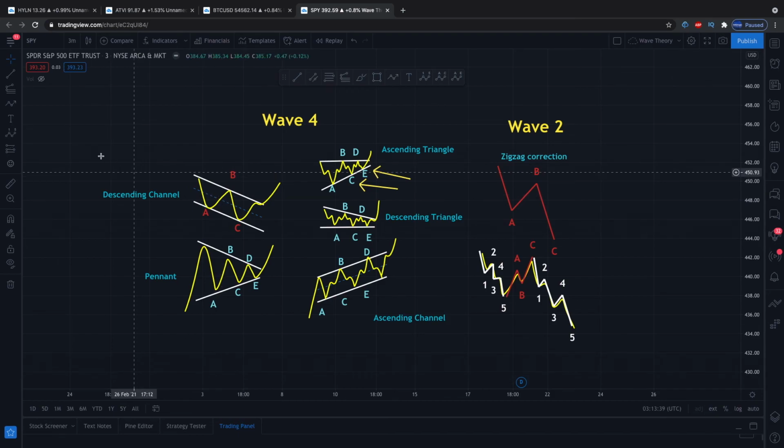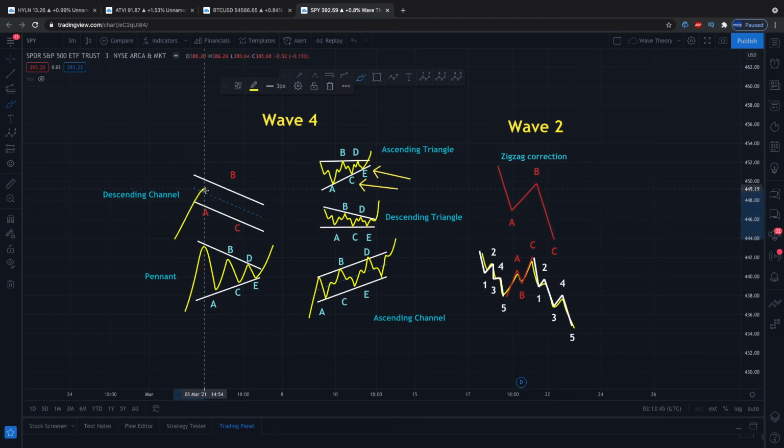So let me try drawing this for you. We take our drawing tool over here, and we go upwards, and we bounce 1, 2, 3 times, and then we push upwards. The number of times you bounce back and forth between these channels typically means that you'll have a stronger wave 5. The longer your price stays within these consolidation patterns, the stronger your breakout move will be.